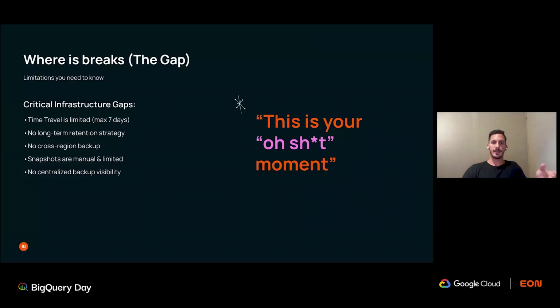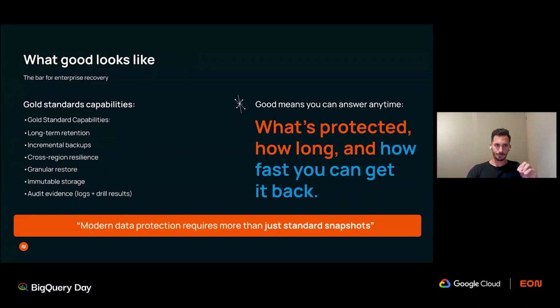And that's the gap. This is where teams get surprised. Time travel is limited to 7 days. There is no longer retention strategy. There is no cross-region backup, no centralized visibility into what's actually protected. And this is the moment you realize that you're not just missing a tool, you're not actually protected.